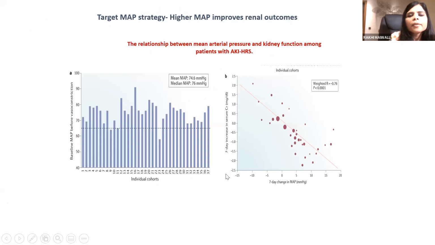Now, what target MAP should we be using? After we've chosen our drug, we've used terlipressin, and we know we can give it as a continuous infusion. So what target MAP should we be keeping?